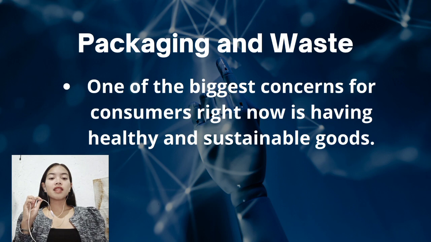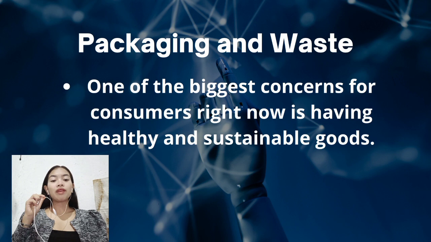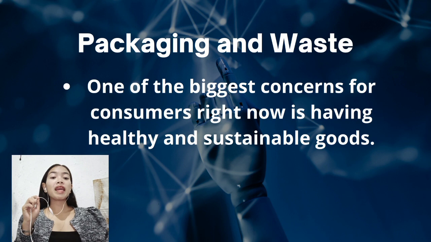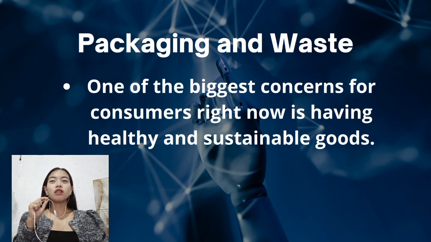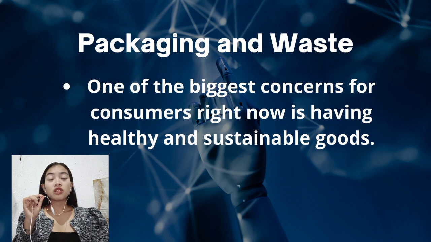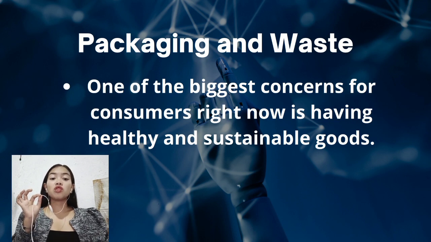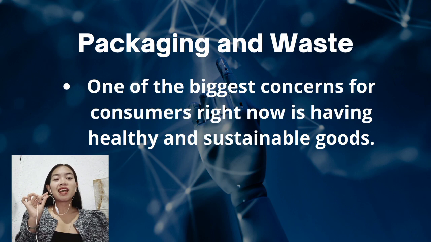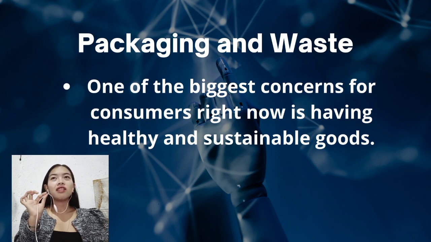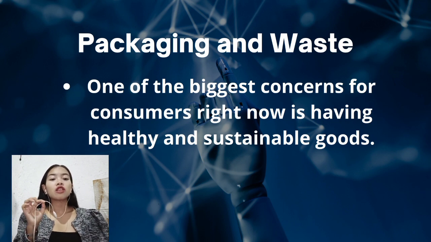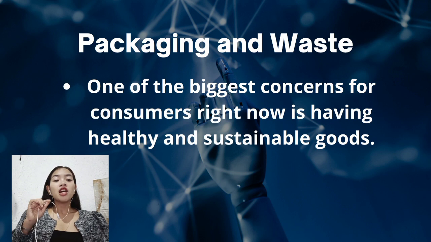So the third one is packaging and waste. So one of the biggest concerns for consumers right now is having healthy and sustainable goods. So consumers pay attention to labels and harmful ingredients, especially with social media. So there is not much that companies can get away with anymore. Many companies use technology to help them go green by using robotics and digitizing. By digitizing, companies in the food industry are able to find alternatives to plastic and other packaging that is harmful to the environment.